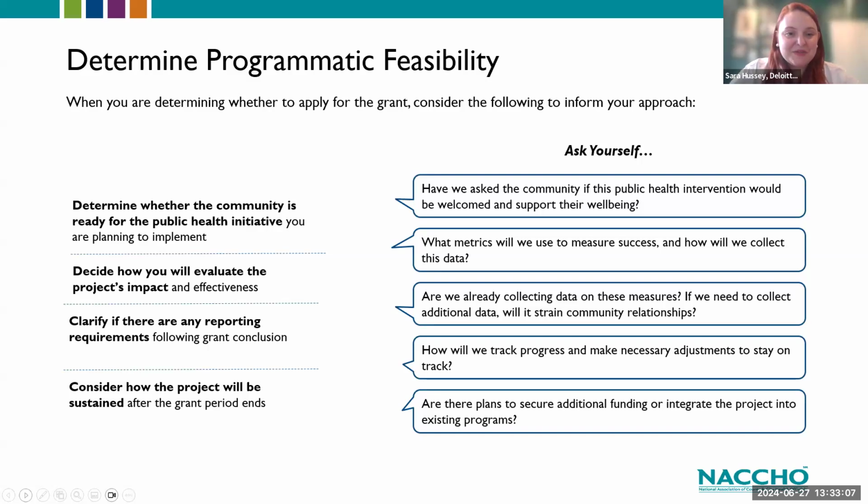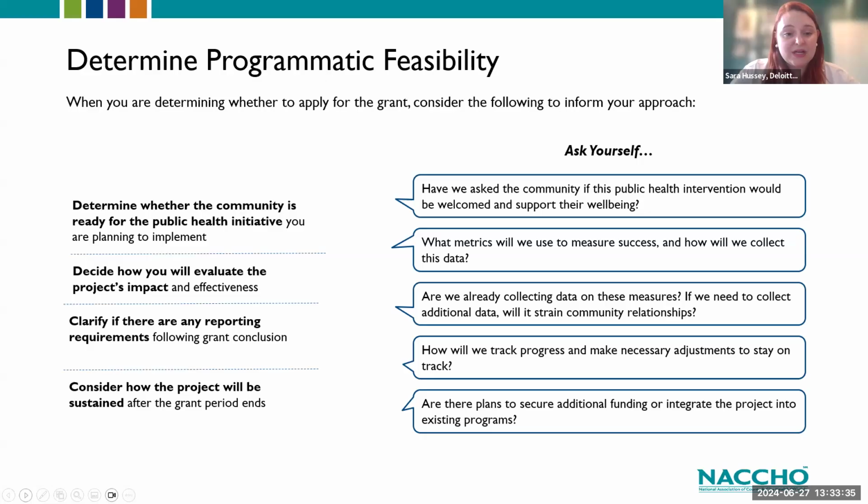And then finally, determining programmatic feasibility. So is the community ready for this initiative, for this new funding, for these activities? How will you all evaluate the impact and effectiveness? Not just based on the terms and conditions and the progress reporting that is being requested by the awarding agency, but how will you all know that this funding was used and made a difference in your communities?